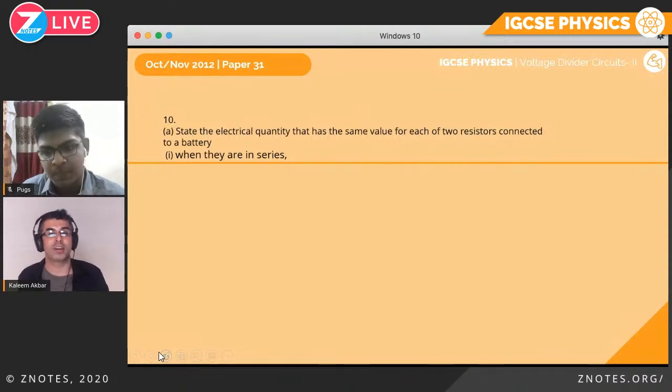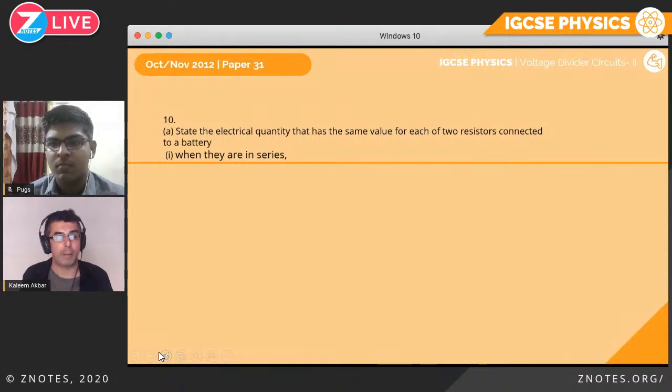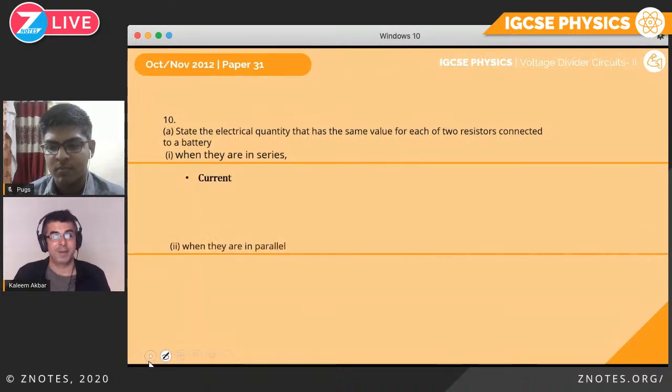State the electrical quantity that has the same value for each of 2 resistors connected to a battery when they are in series. Guys, the thing that's the same is, I want to hear you, current. Okay, current is the same. What's the same when they're in parallel? Voltage is the same, potential difference.